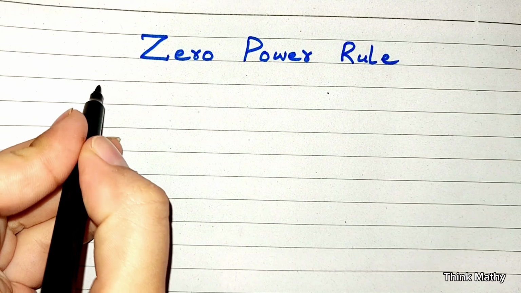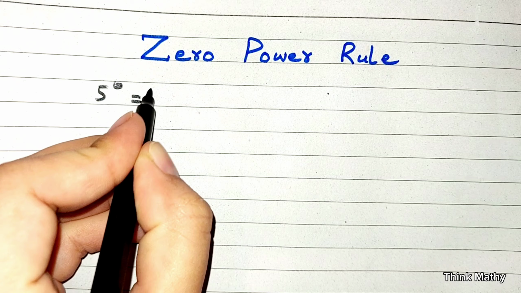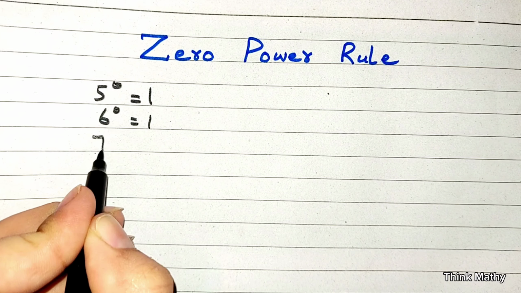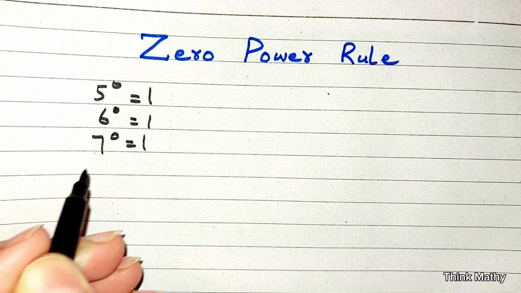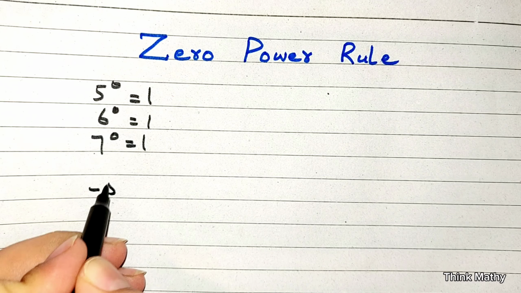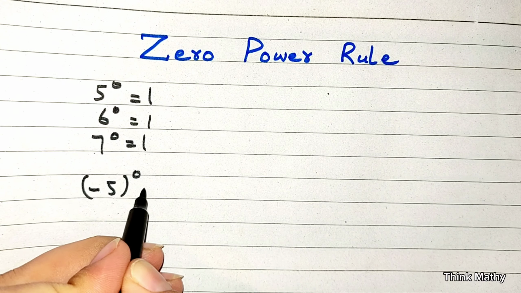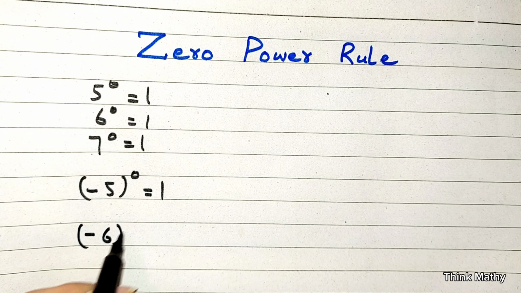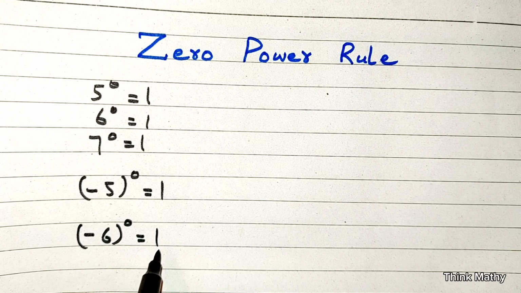Let's take 5 to the power of 0. That will be 1. 6 to the power of 0 will be 1. 7 to the power of 0 will be 1. Take any negative number. Minus 5 raised to the power 0 is also 1. Minus 6 to the power of 0 is also 1.